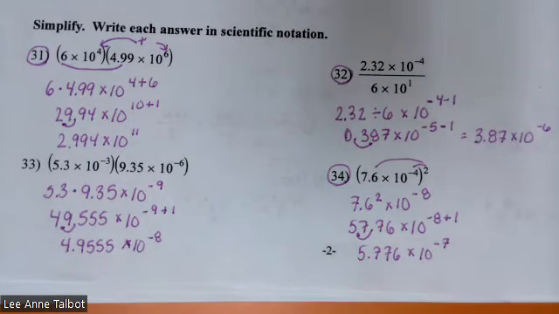Okay, if you're waiting for me, prepare to get stamped. I am going to stamp right after this. I'm looking for the review assignment and the closure. And this would be great. All right, here is the answer for that. 4.955 times 10 to the negative 8.